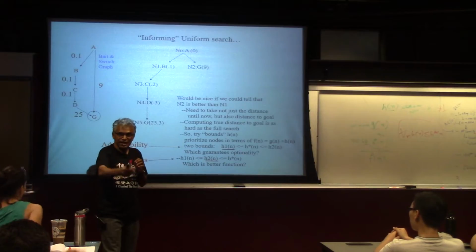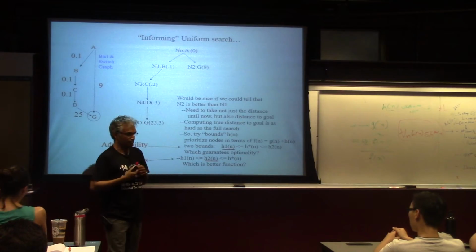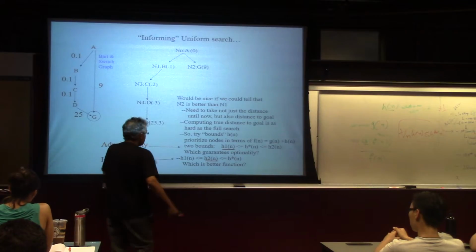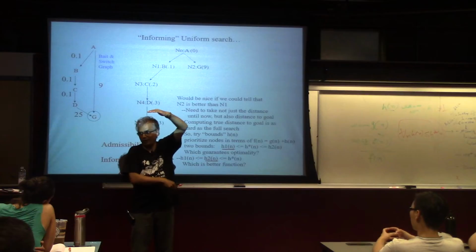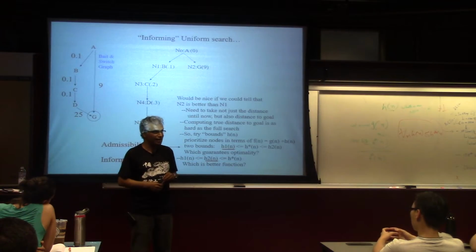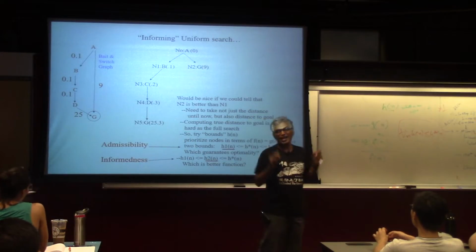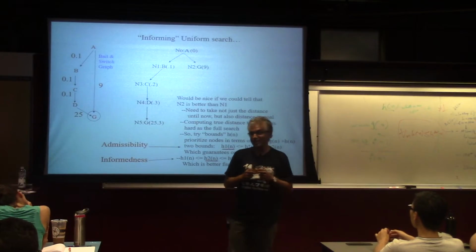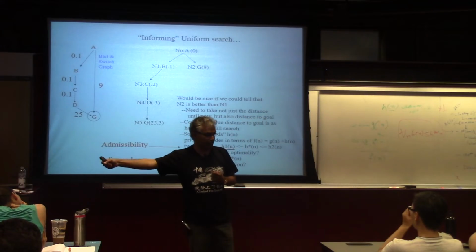But if your estimate is more than the true value, guarantee of optimality is gone. So if I have two lower bounds, one of which is higher than the other lower bound, that means it's closer to H star, then I pick that one. This leads to the notion of informedness of heuristic. A heuristic is admissible if it is a lower bound on H star.